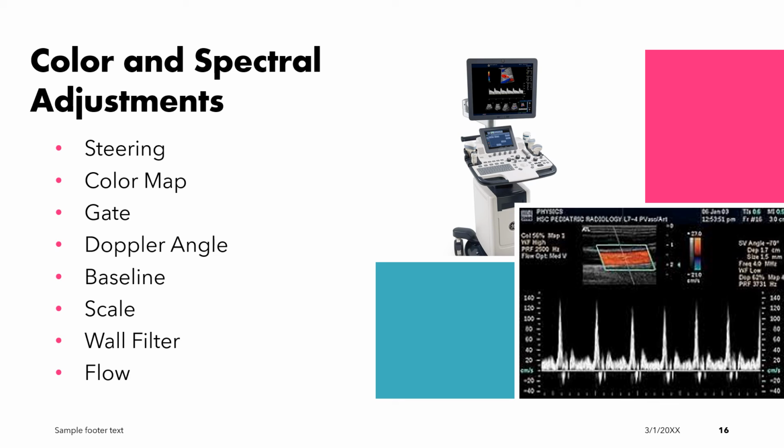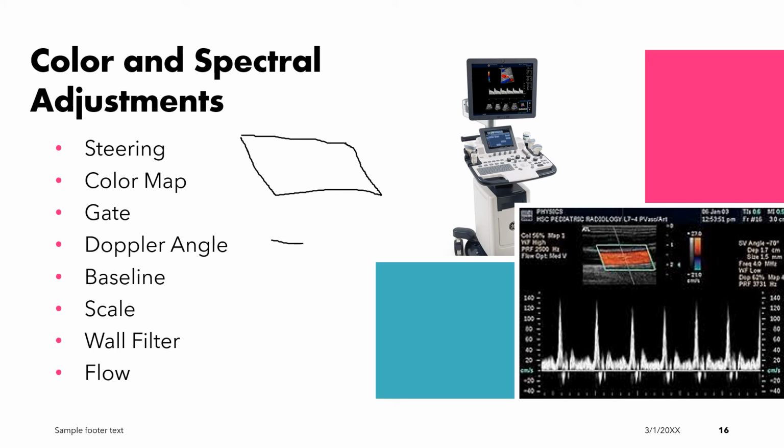Okay, so we talked a lot about color and spectral and some of what we can see from them. One of the things that's going to make color and spectral a really useful tool rather than a really frustrating experience is utilizing the controls that are going to help you optimize these. So one of the first controls we look at is steering. So steering, this is the one that we talked about especially with our color usage.